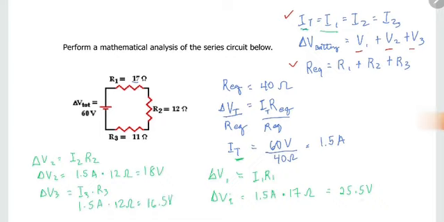Now, if we add them, it should come out to 60 volts. So 18 plus 16.5 plus 25.5 should be equal to 60 volts. Yes, so we are correct. Okay? That's what mathematical analysis means. Okay? I'll see you on the next part for the parallel circuit.